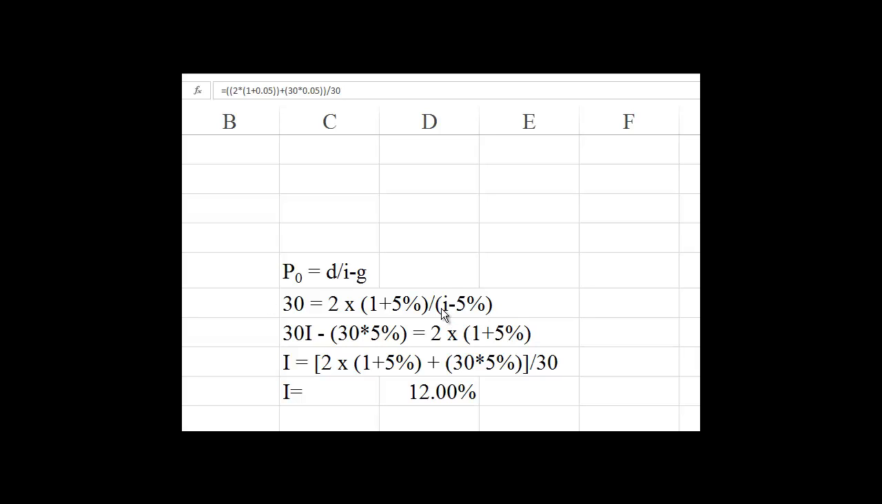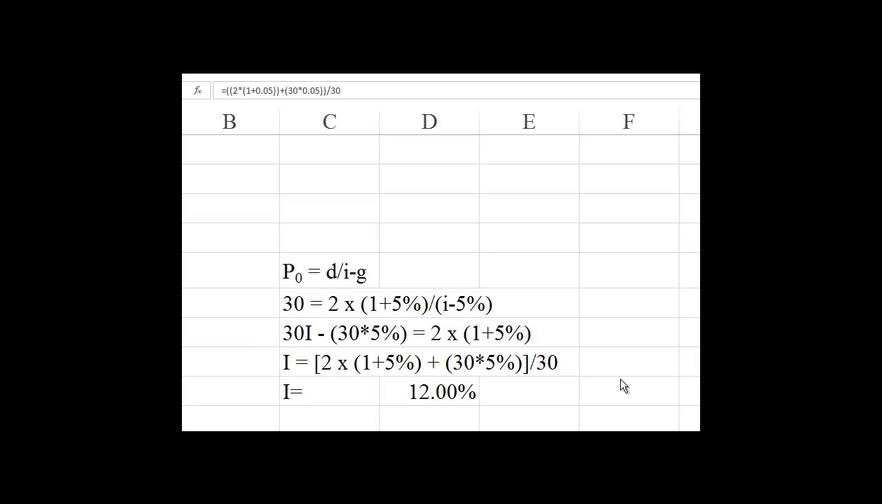What I have to do now is solve for I. This is what I'm doing in the following steps down here. Since I'm dividing by I minus 5%, I'm going to turn that I minus 5% over here as a multiplier, and also transfer my $30 into the parentheses to get rid of that. So that makes 30 times I minus 30 times 5%, and that is equal to 2 times 1 plus 5%. So in this case, I did two different parts of the equation all in one when I transferred the I minus 5% to the other side of my equation by a multiplication, and then I distributed my 30 inside of the parentheses.